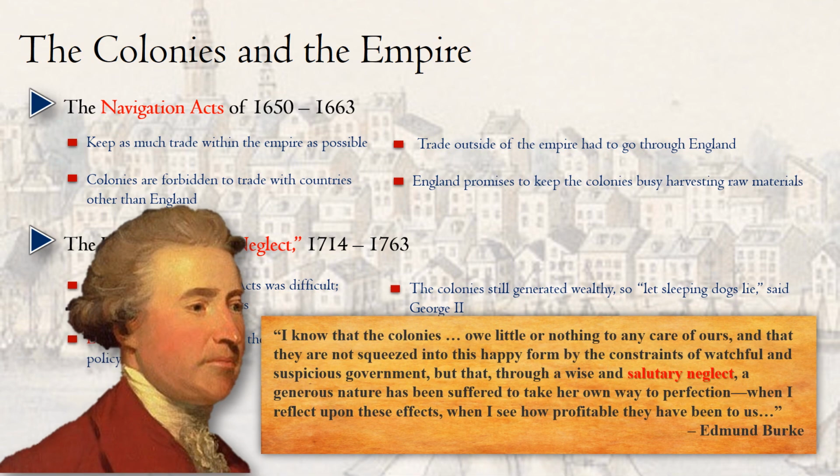He says, I know that the colonies owe little or nothing to any care of ours, and that they are not squeezed into this happy form like by the constraints of watchful and suspicious government, but that through a wise and salutary neglect, a generous nature has been suffered to take her own way to perfection. When I reflect upon these efforts, I see how profitable they have been to us.